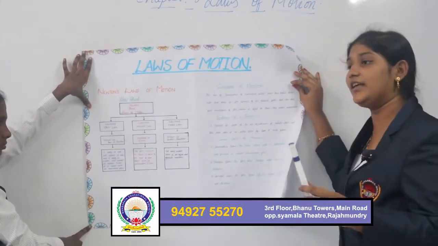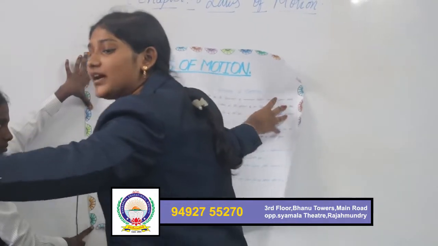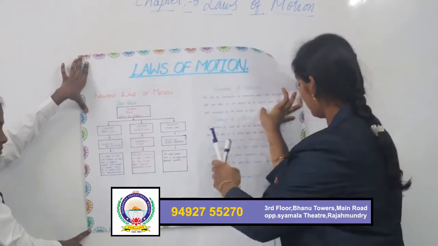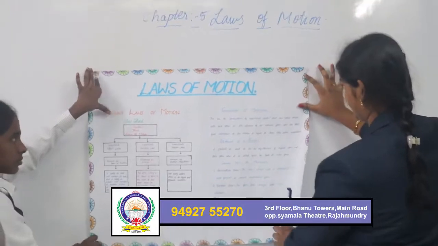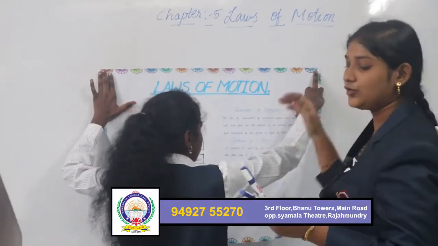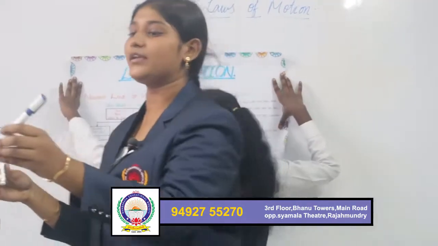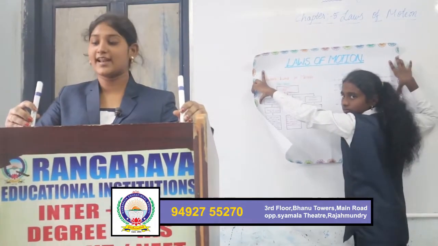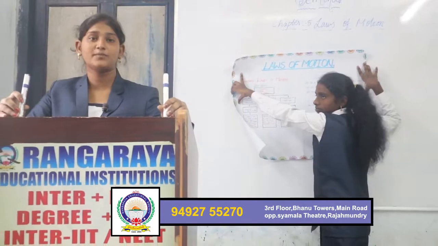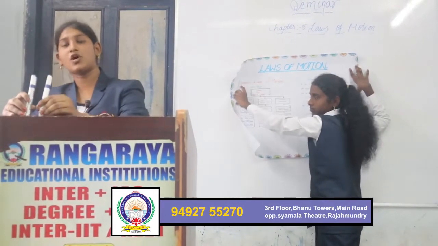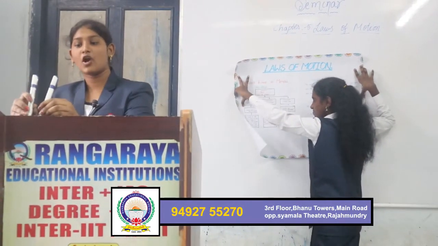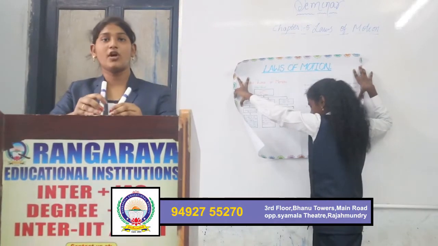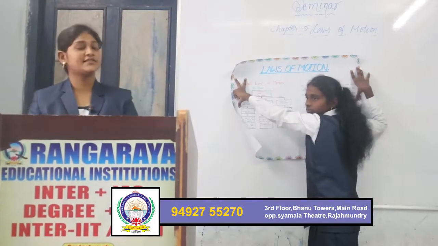For example, there are two markers. Let me keep them here and show you. If this is object A and this is object B, if object A exerts a force on B, then the B object also exerts a force on A. So this is called Newton's third law.